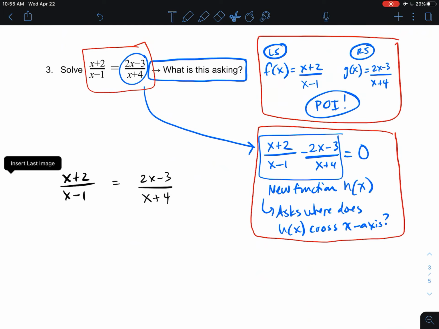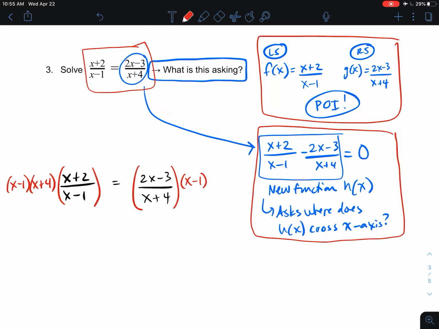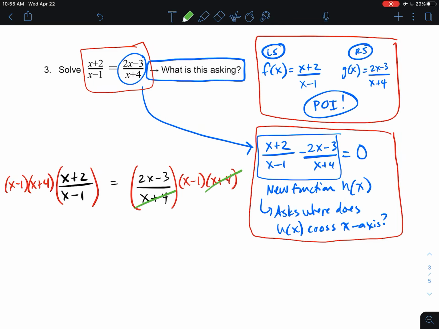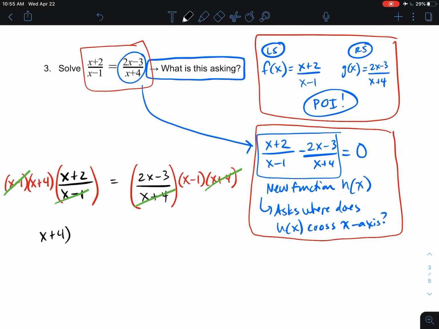So if we multiply by x minus 1 and by x plus 4 on this side, and we multiply by x minus 1 and x plus 4 on this side, effectively we're going to deal with getting rid of the fractions on both sides at the same time. So the x plus 4 and the x plus 4 on that side cancel out, and then the x minus 1 and the x minus 1 on this side cancel out. And we're left with x plus 4 times x plus 2 equals 2x minus 3 times x plus 1.